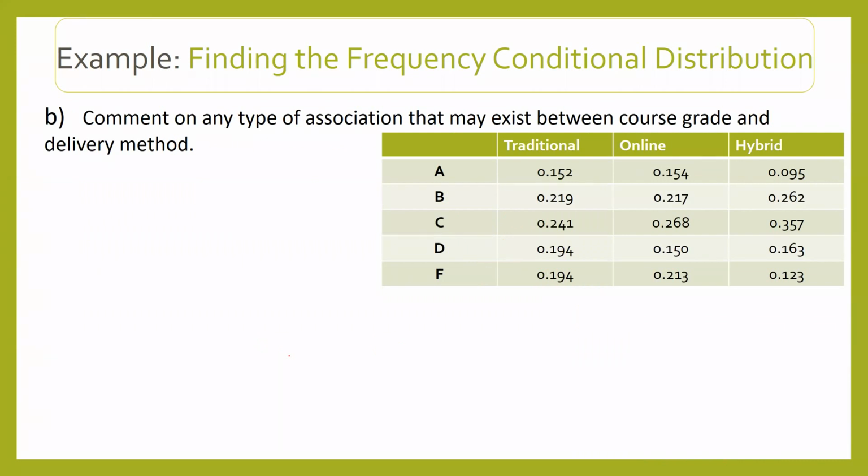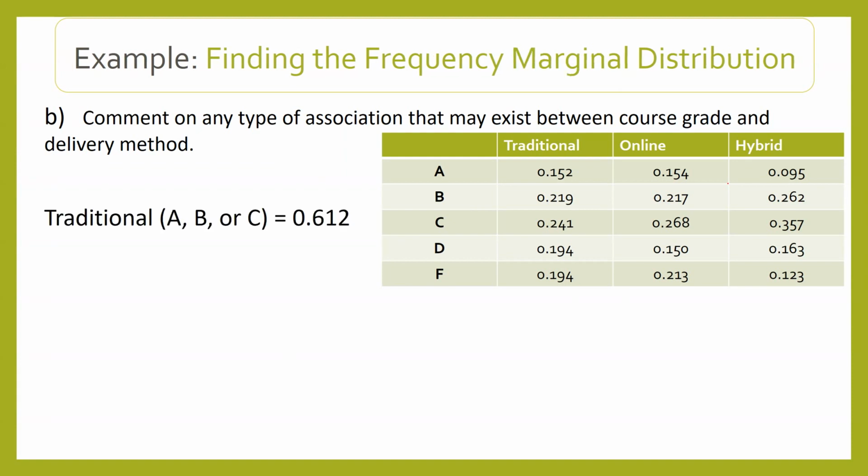Comment on any type of association that may exist between the cost grade and delivery method. Again, this is exactly what we obtain. I just copy the answer here for the conditional distribution. What can we say? First, for traditional, if our passing grade is ABC, right? So D and F is fail. So let's look at which one gives more passing, which one do we prefer, the students who pass the class.